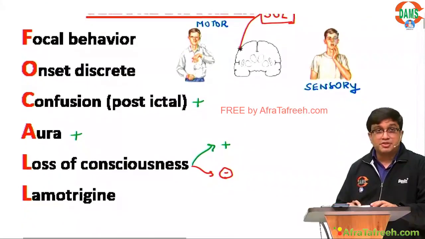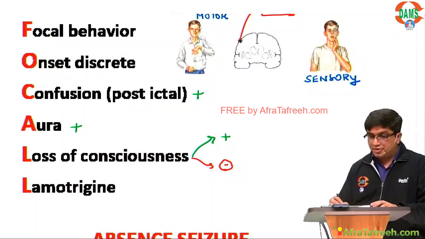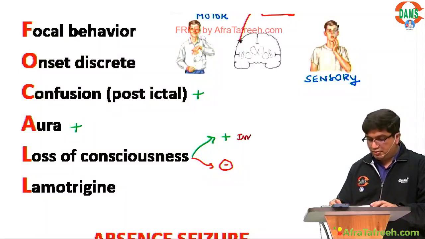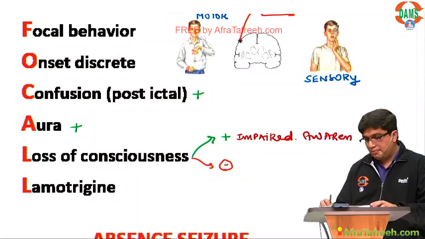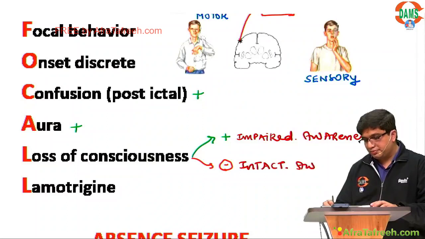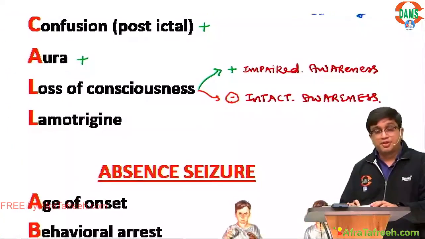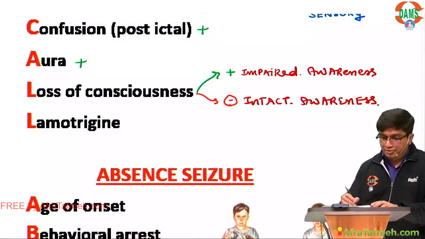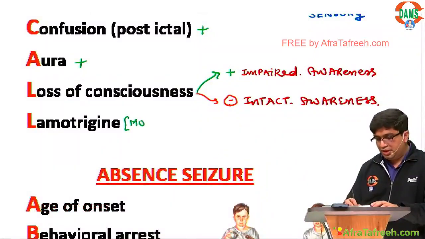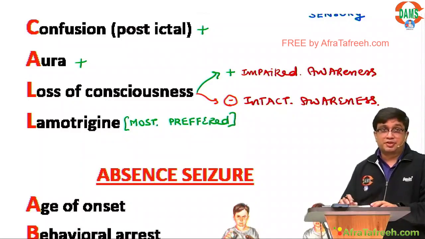So there are two kinds of patients that we have. A focal seizure with LOC is known as focal seizure with impaired awareness, and focal seizure with intact awareness. And out of all the drugs that we generally have in treating a patient of focal seizure, the most preferred most of the time, the topmost, has to be lamotrigine nowadays. So that's a quick recap of focal seizure disorder.